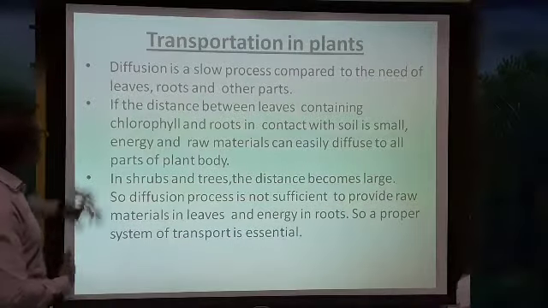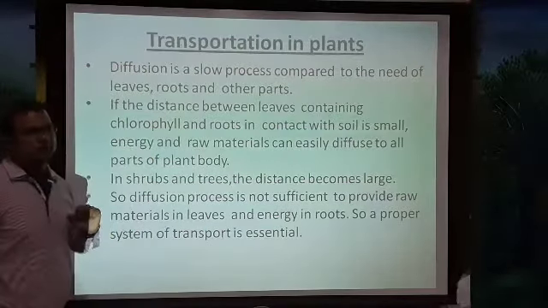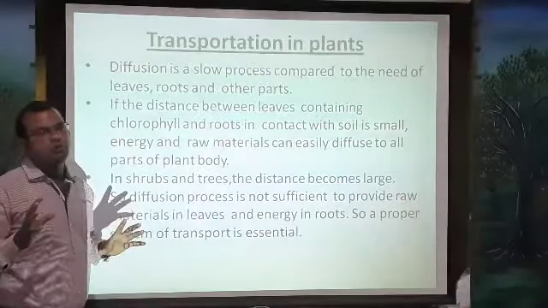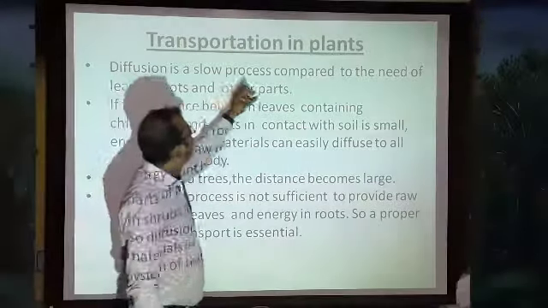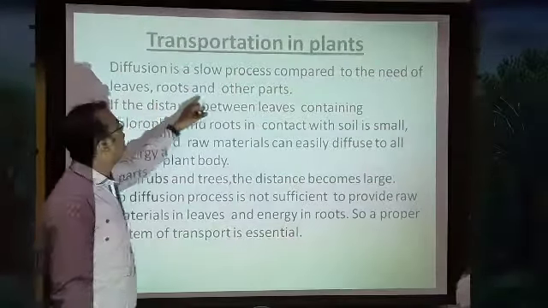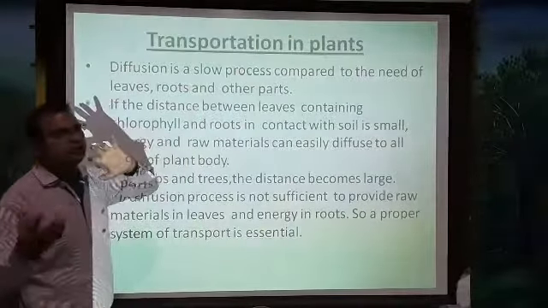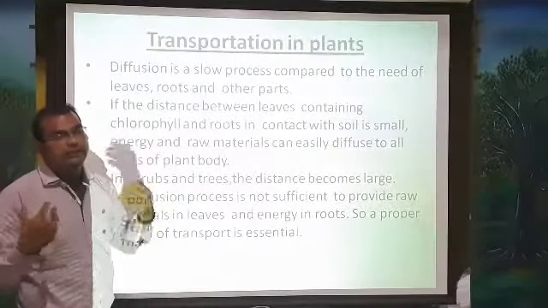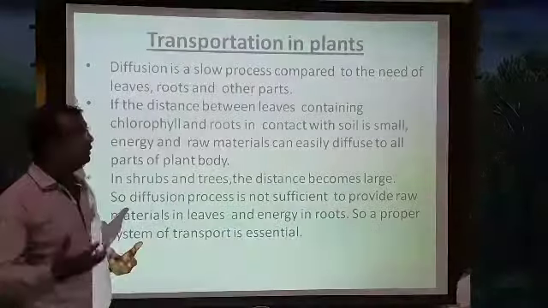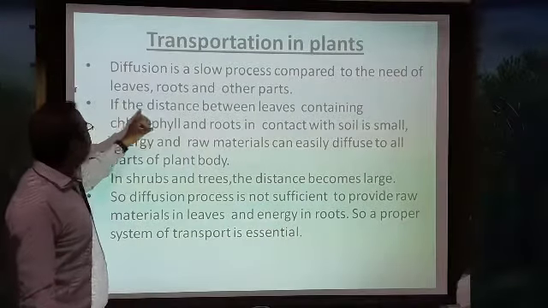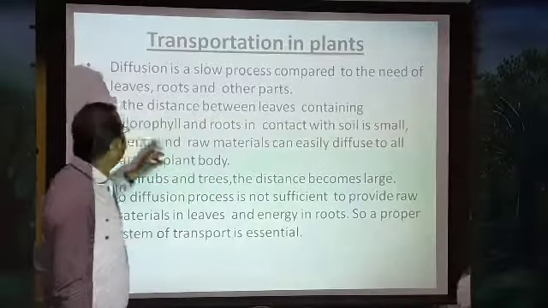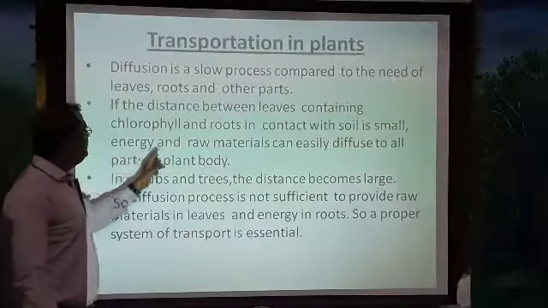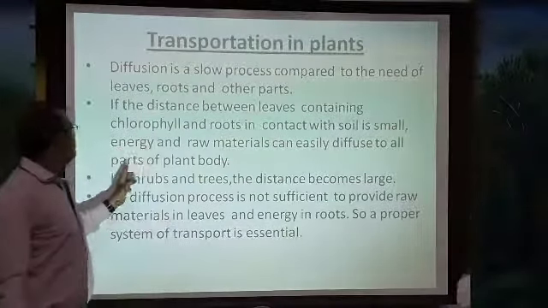In smaller plants like shrubs and herbs, diffusion is enough to transport water and other materials. Diffusion is a slow process compared to the needs of leaves, roots and other parts. If it is shrubs or herbs, diffusion is easy. But in trees, diffusion is not enough to transport water and minerals to that extent. If the diffusion distance between the leaves containing chlorophyll and the roots in contact with the soil is small, energy and raw materials can easily diffuse to all parts of the plant body.